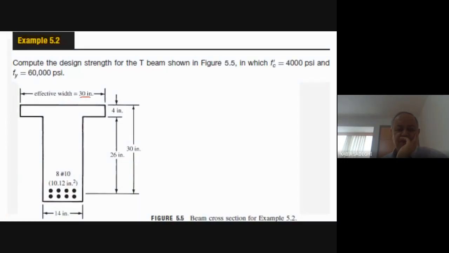d, b should calculate that. Actually, d for us is given here from the top up to here. If you were not given this value from here, you can add this 4 inches to 26, you can find that. Or directly it is given here. And bw is given, the reinforcement is given. We calculate the area from the table.